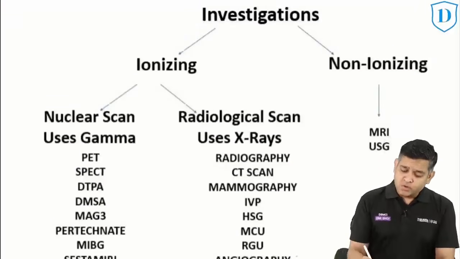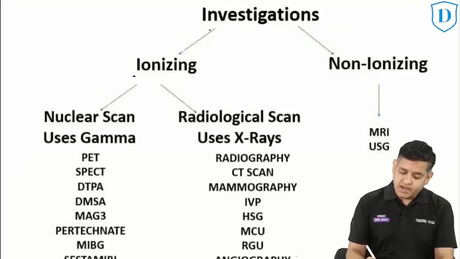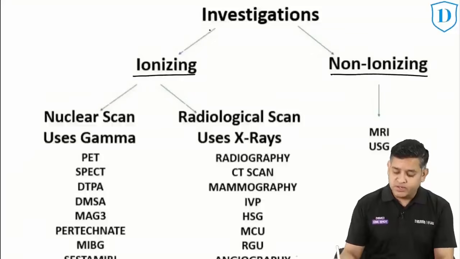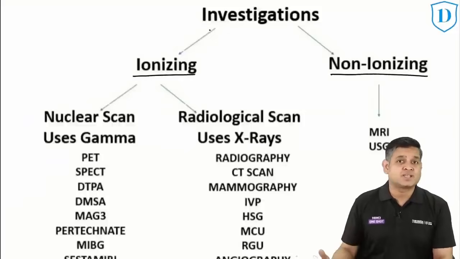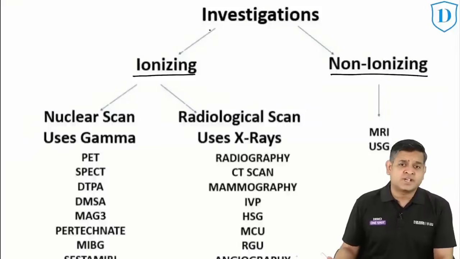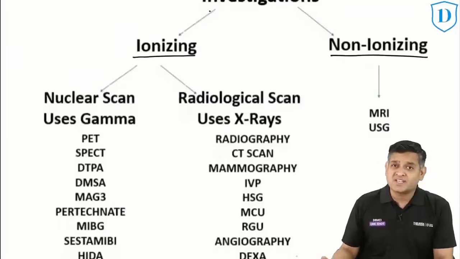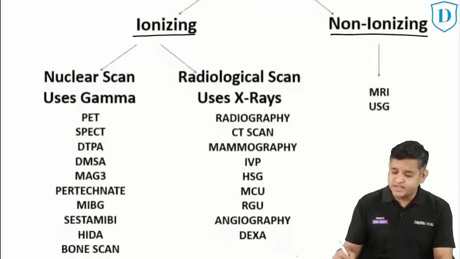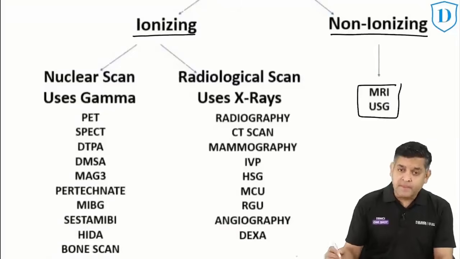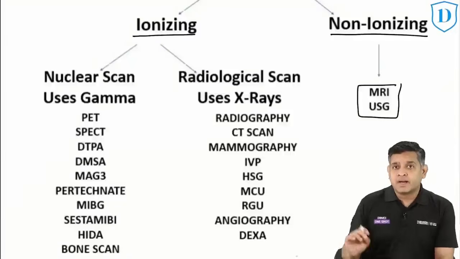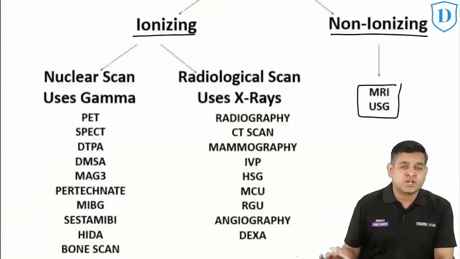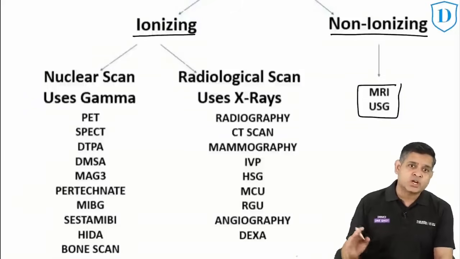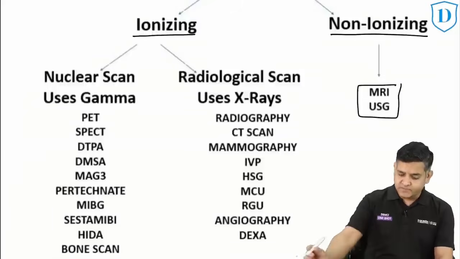When we talk about radiological investigation, we know that the investigations are of 2 types, ionizing and non-ionizing. Certain investigations give ionizing radiation and certain investigations do not give any ionizing radiation. What are the important investigations that do not give any ionizing radiation? We have got 2, MRI and ultrasound. MRI and ultrasound are the 2 important radiological investigations that will not give any ionizing radiation. Rest all are going to give ionizing radiation.